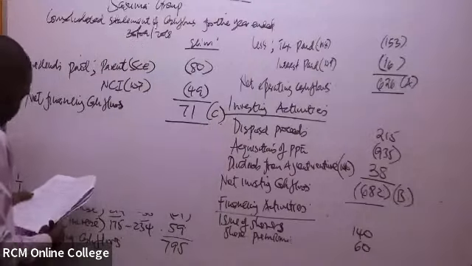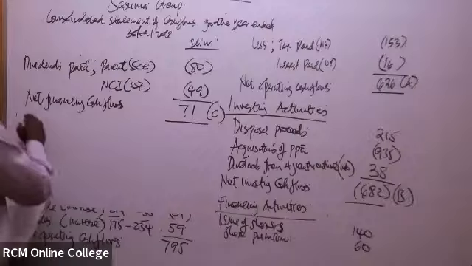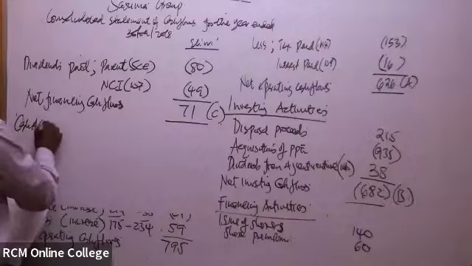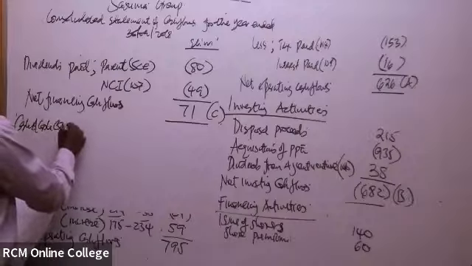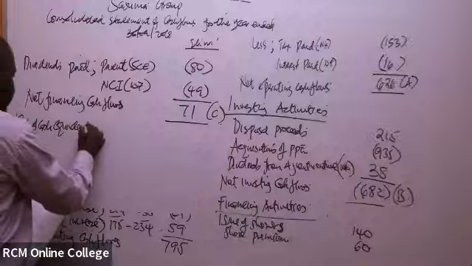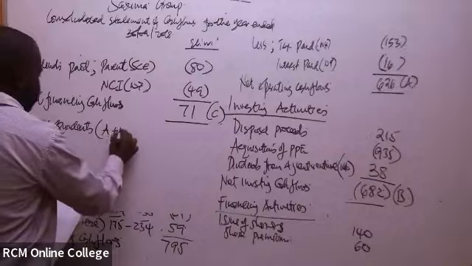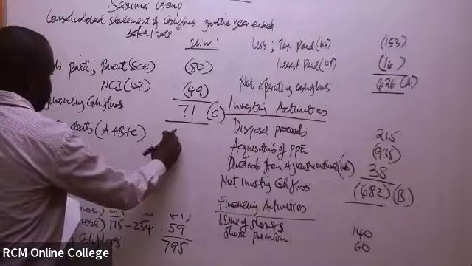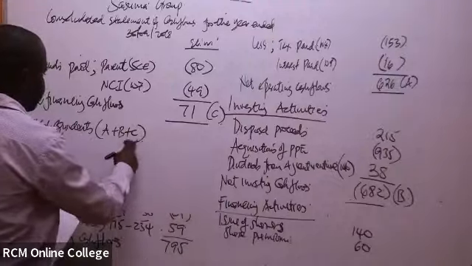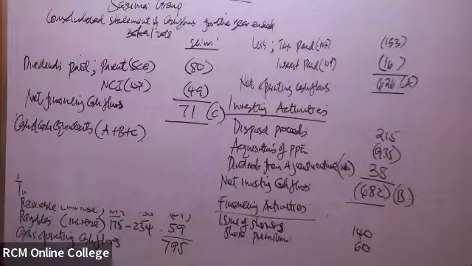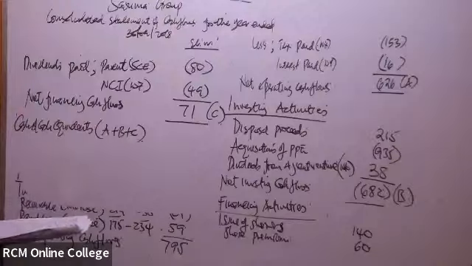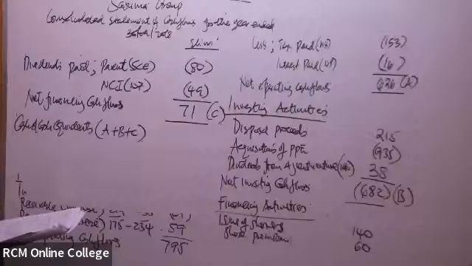Part C. So therefore, in this case, the cash and cash equivalents for the year, it means we'll be able to take A plus B plus C. What do you get when you take A plus B plus C? So we need to add A plus B plus C.